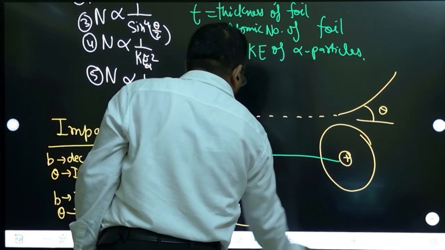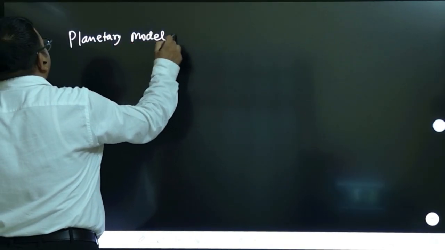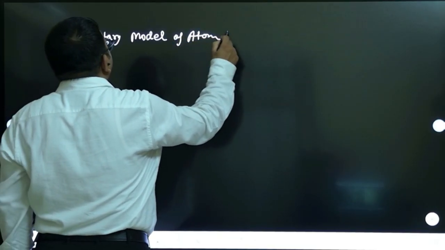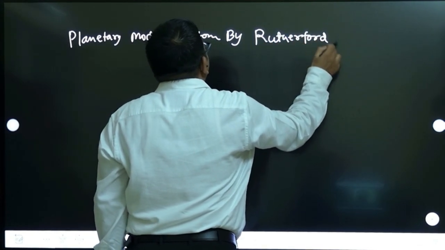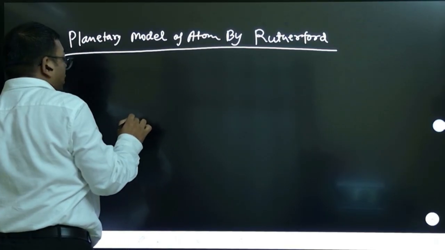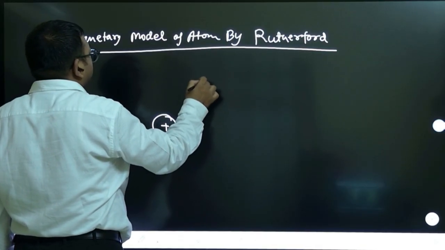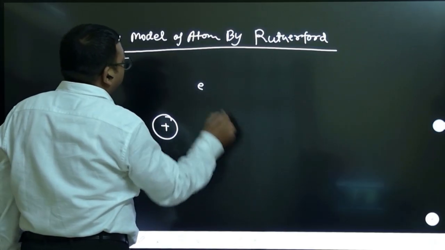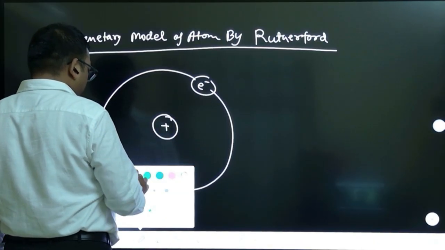Then Rutherford tried to do some calculations. He gave the planetary model of atom. In the planetary model, he says that the atom has a positive center and the electrons are going around it, just like planets are going around the sun, in a circular path.